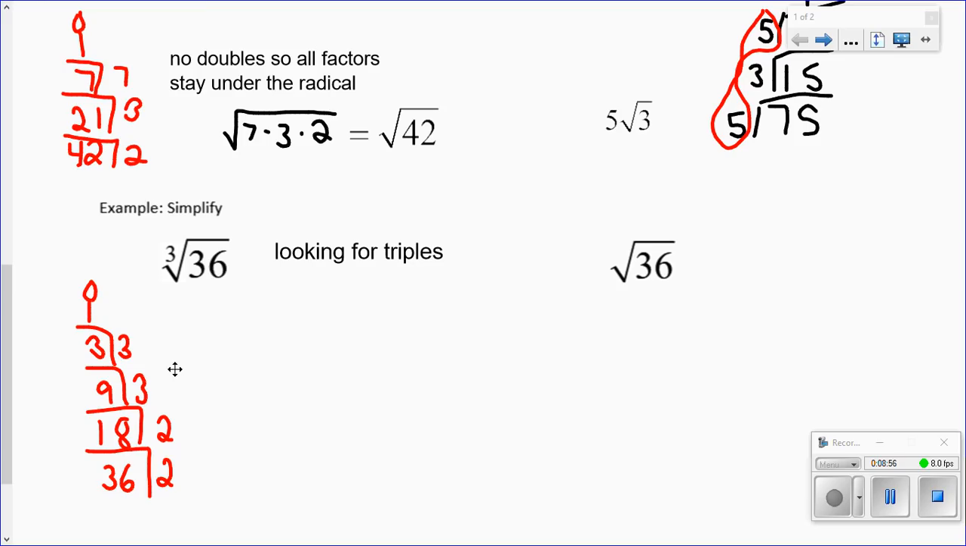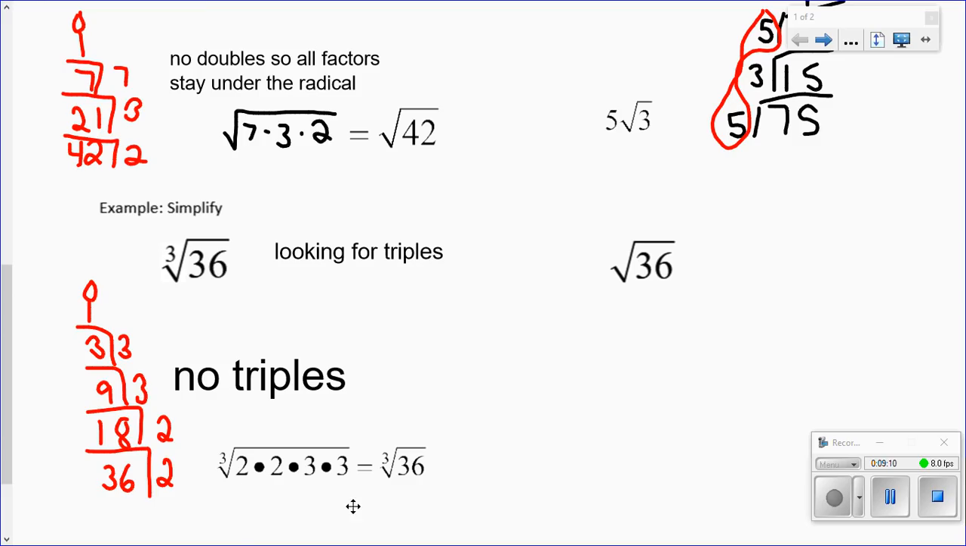Again, I'm trying to look for triples. Unfortunately, because it's a cube root, it doesn't have any triples. So the cube root of 36 is the simplest form. I can't do anything else with that. I just put all these prime factors back under the radical and simplify them back together.